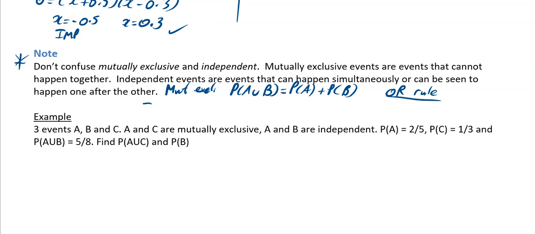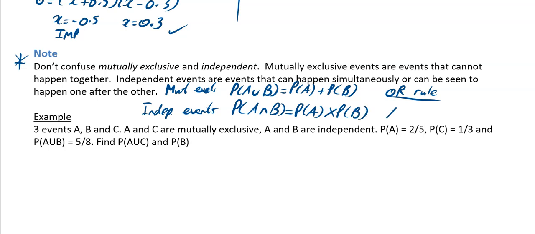And for independent events, you've got your probability of A and B is equal to your probability of A times your probability of B. And this is called the AND rule. So basically, if you say OR, you add. If you say AND, you multiply.